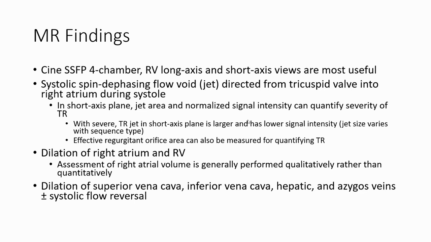MRI findings: SSFP four chamber, right ventricle long axis, and short axis views are most useful. There is a systolic signal void or flow void jet directed from the tricuspid valve into the right atrium during systole. In short axis, the jet area and abnormal signal intensity can quantify the severity of tricuspid valve regurgitation.